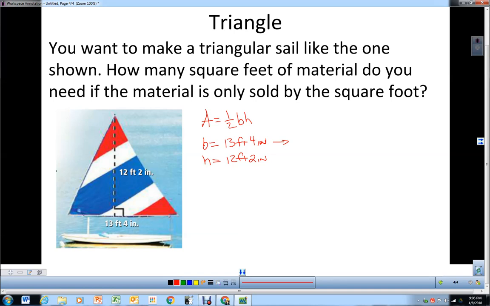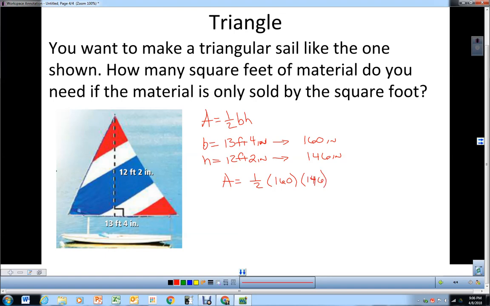Now, 13 feet 4 inches. Well, 13 feet, we've got to find how many inches that is. Well, we're going to multiply by 12. So 13 times 12, plus we're going to add 4 to it because of the 4 inches. That gives us a total of 160 inches. Now we're going to convert 12 feet 2 inches into inches. 12 feet times 12 inches is going to give us 144, plus 2 is 146. So now we have our base and our height all in one unit of inches. Take the area equation, 1/2 times 160 times 146.